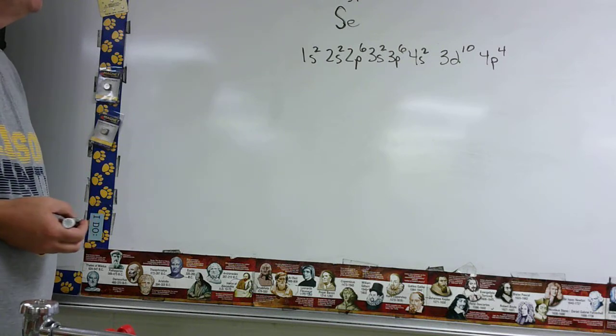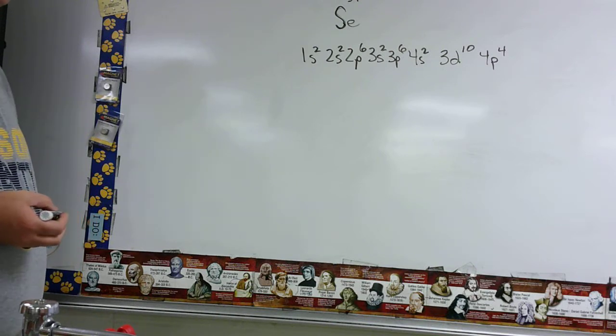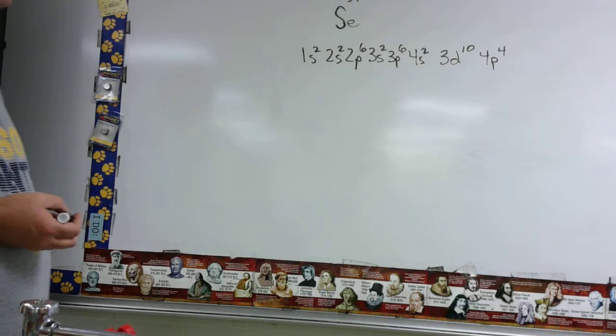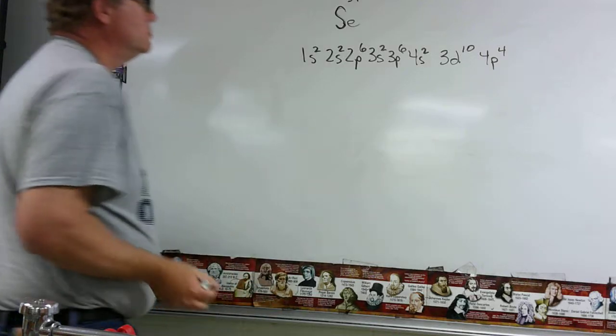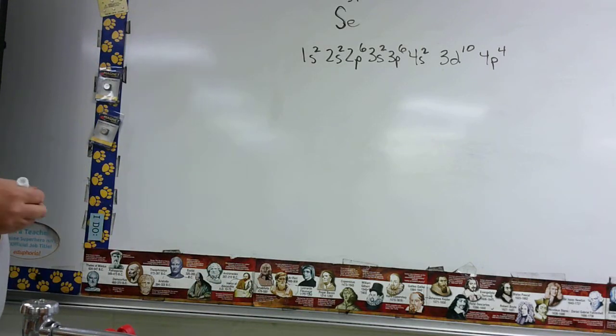If you add up the superscripts, it would add up to 34. It goes in sections of 10. So 10, 20, 34. Now let's say I want to do a noble gas configuration.